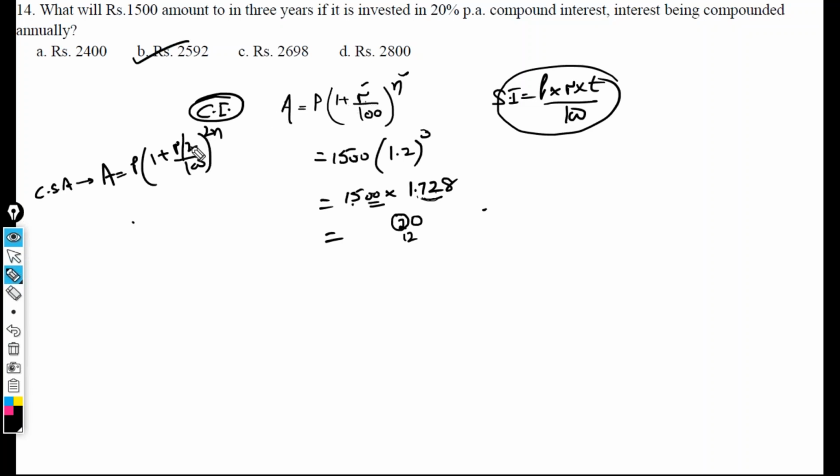So your rate of interest will be half and the time period is doubled. If it is compounded quarterly, in that case your rate of interest will be one fourth and the time period will be four times. So these are the only relations we have to use in case of SI and CI.